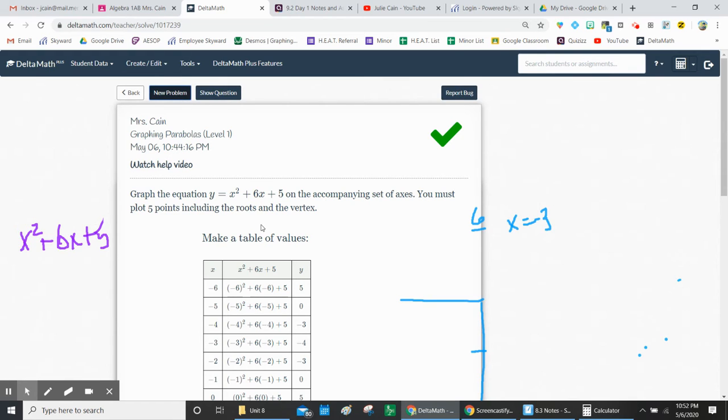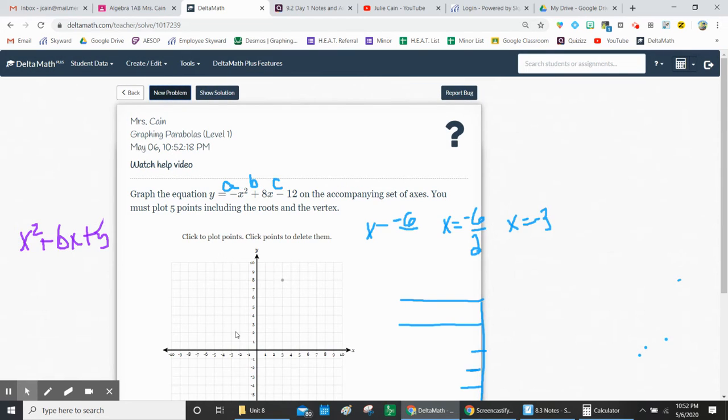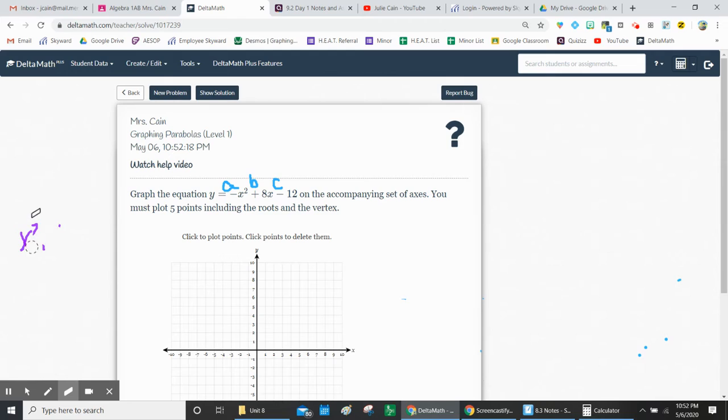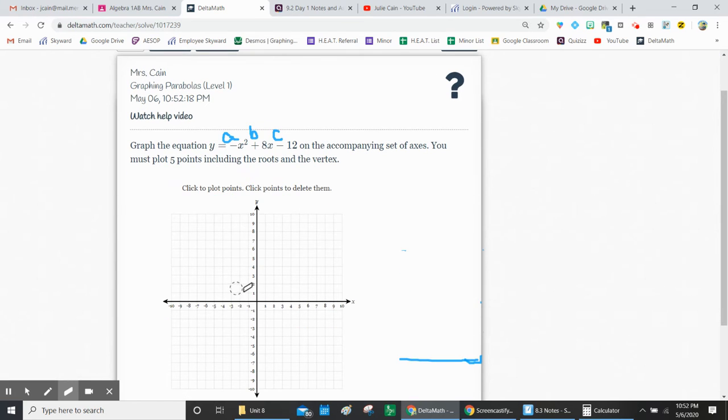I'm going to click new problem here just to see really quickly if we could come up with another graph. So here we have one that's going to be negative. It's got a negative a value, so that means this graph is going to open down. I'm not going to type it in the calculator on the screen just because it takes me a little bit to type that in, but I'm going to show you the same idea.